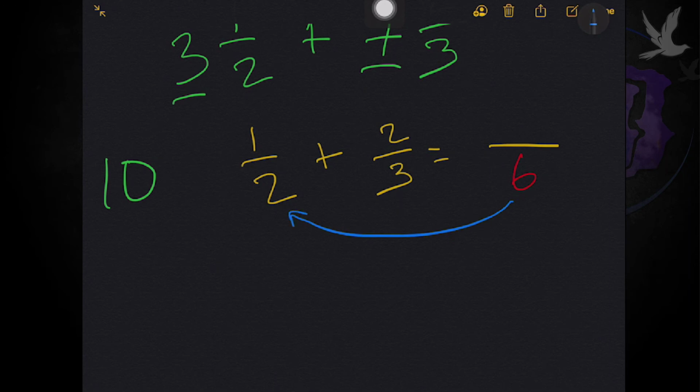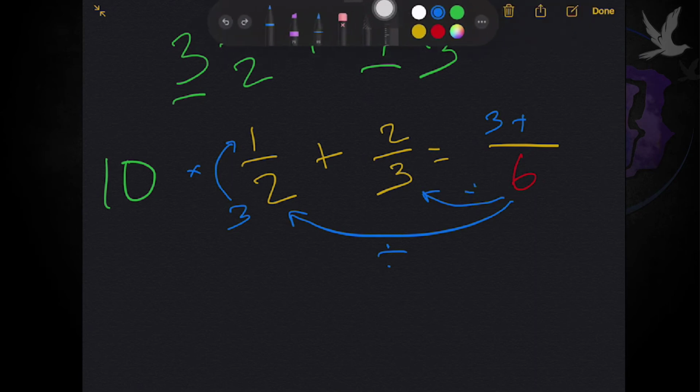6 divided by 2 will give us 3. 3 times 1 will give you just 3. Addition process tayo. 6 divided by 3. Oops, change color para mas makita pala. Sorry.